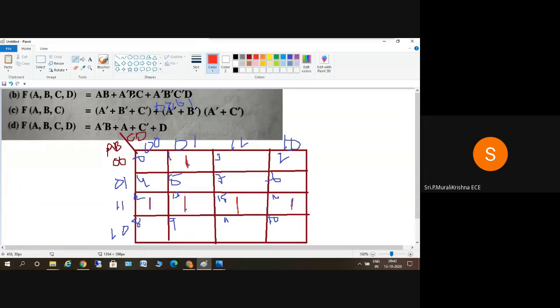Okay, and A bar, BC. So where do we get A bar, where do we get A bar B? So what is the row term here? Row term is A bar B. So where is A bar B? 0 1, sir. So this is A bar B.